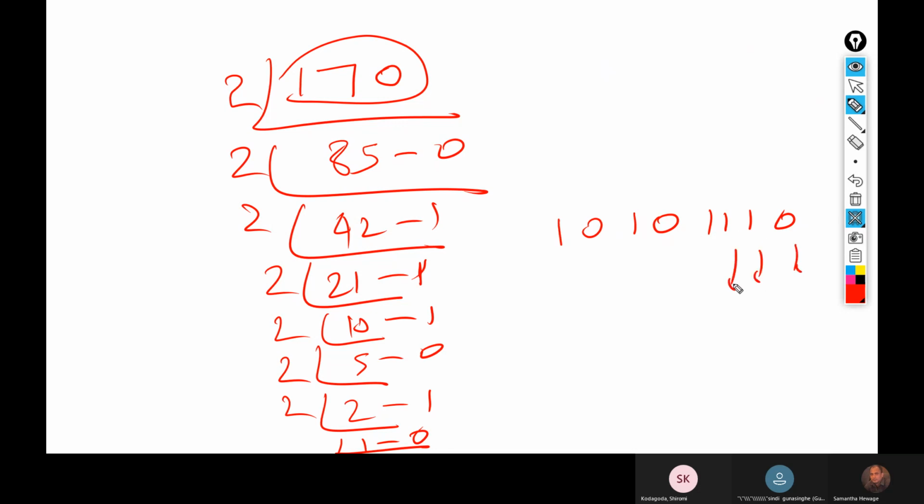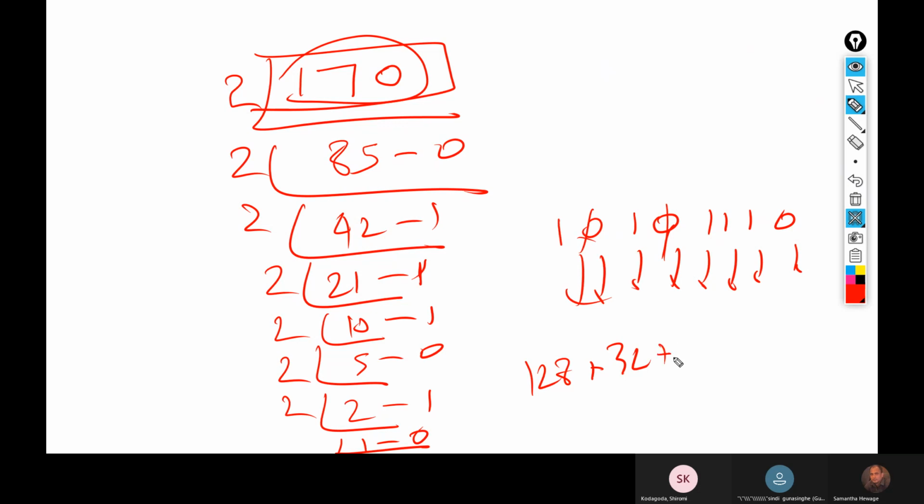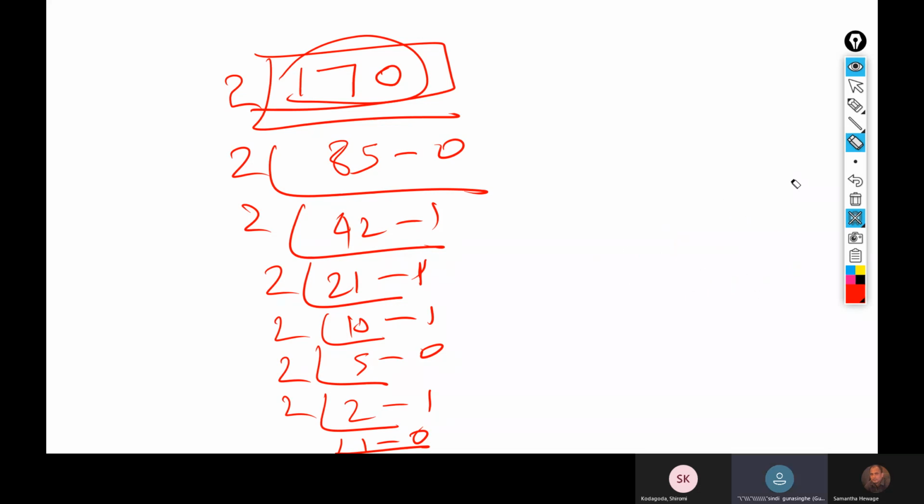Now we will do reverse engineering again. If you do reverse engineering, 170 should come again. Here 128, 32, 16, this is ignored, this is 32. This is ignored, this is 8, this is 4, this is 2. 128 plus 32, 160, 168. This is also wrong. How did this come? Any idea? The correct one is 10101010, I think.